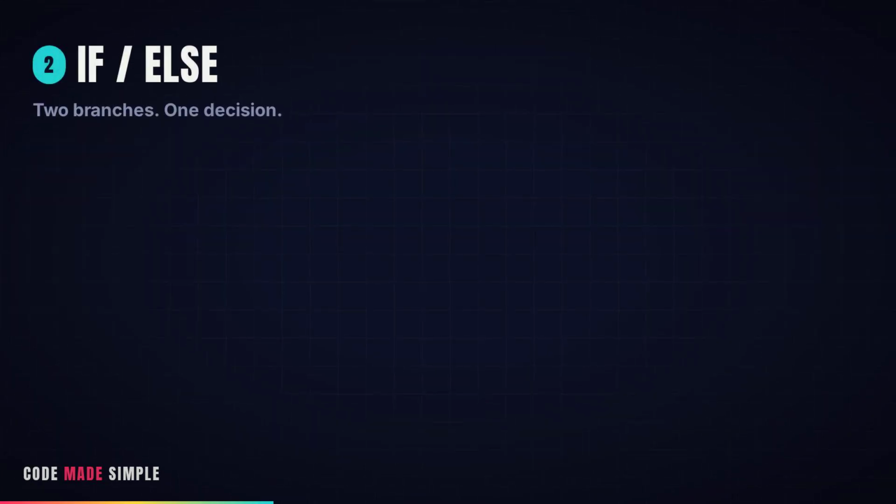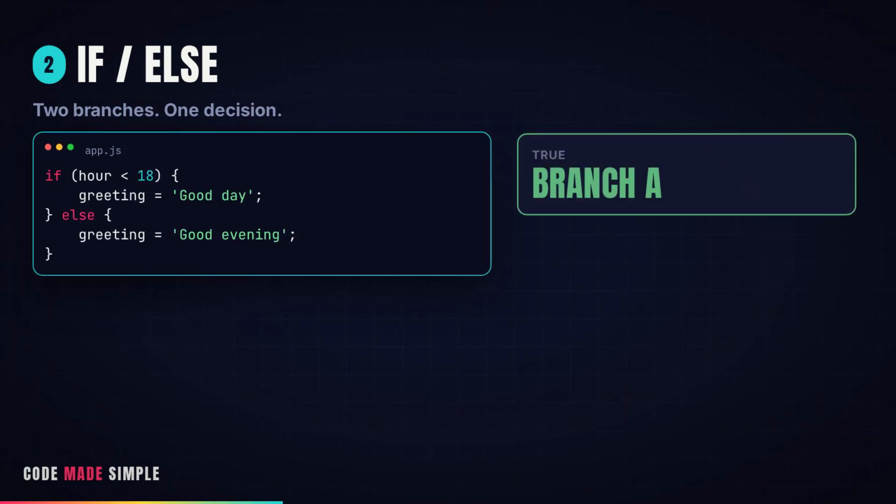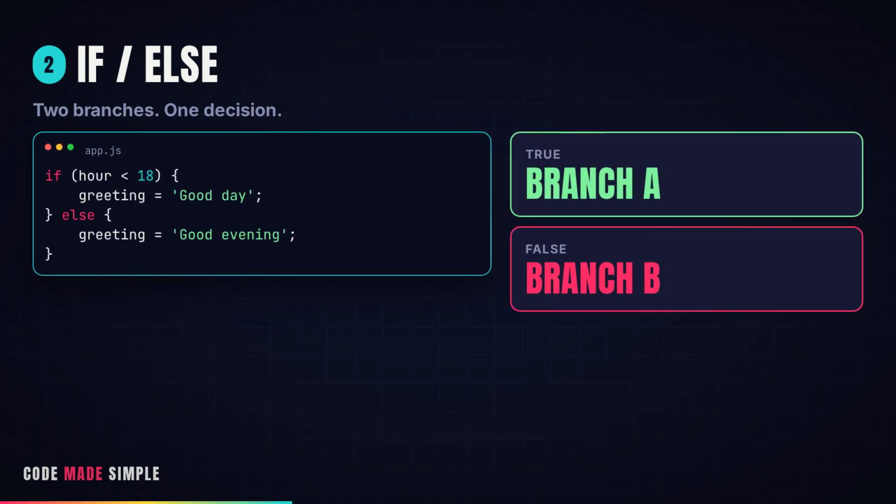The if statement. Condition true, run the block. That's it. Add else, and you get a plan B. If the hour is less than 18, say good day. Otherwise, say good evening. 2 branches, 1 decision.